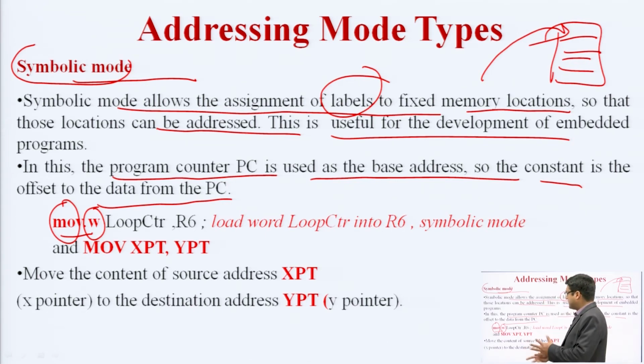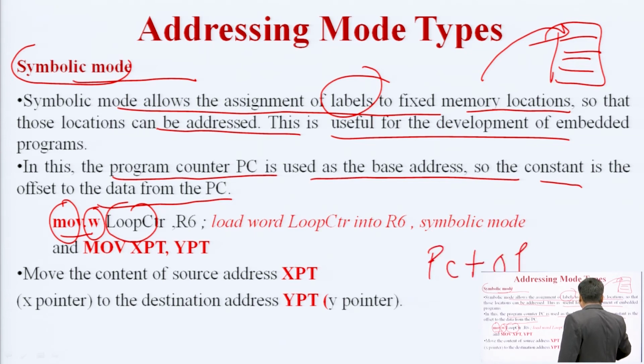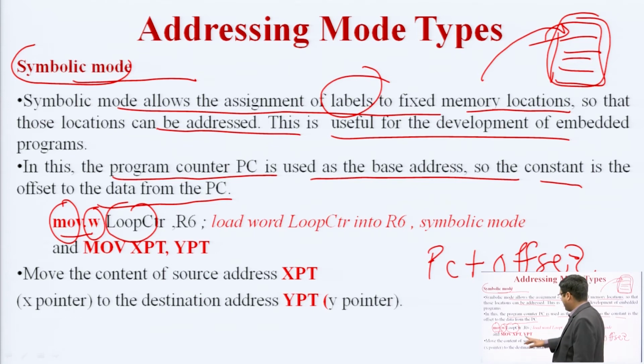So, we are moving a 16-bit value into another register. How? Here the value we are moving is equal to PC plus the offset value. The offset value means we are moving into some specific address location in the vector table. So, this is the representation of the symbolic mode.